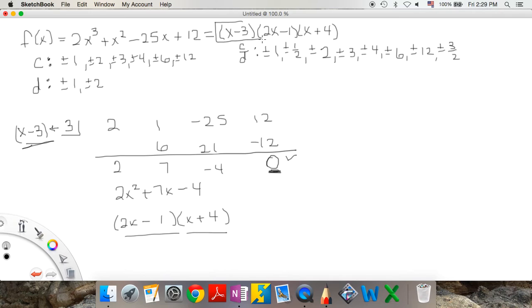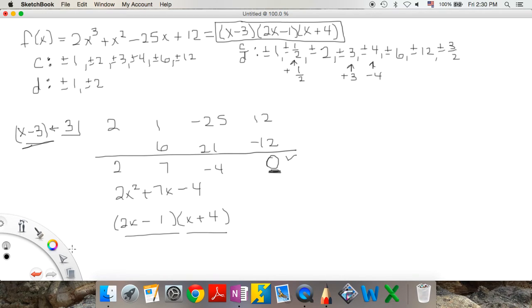So there's the factor. Now you see what worked. Well, positive 3 worked, and negative 4, because this is x minus negative 4 up here. And then what's this one? Well, this is positive 1/2. So those are the ones that worked. All the rest of them didn't work. That's why it takes a while.